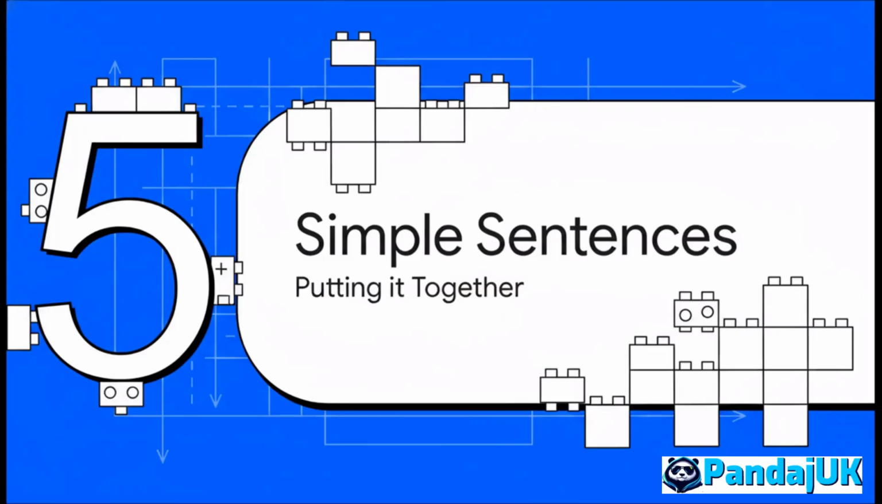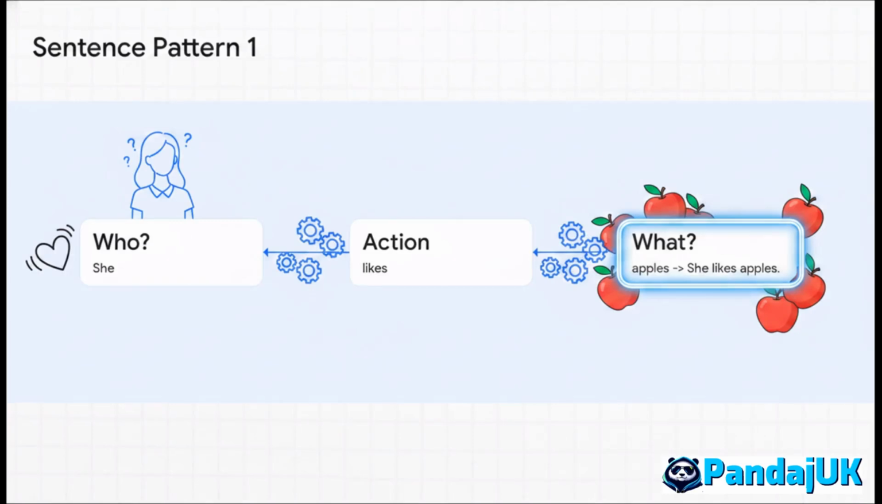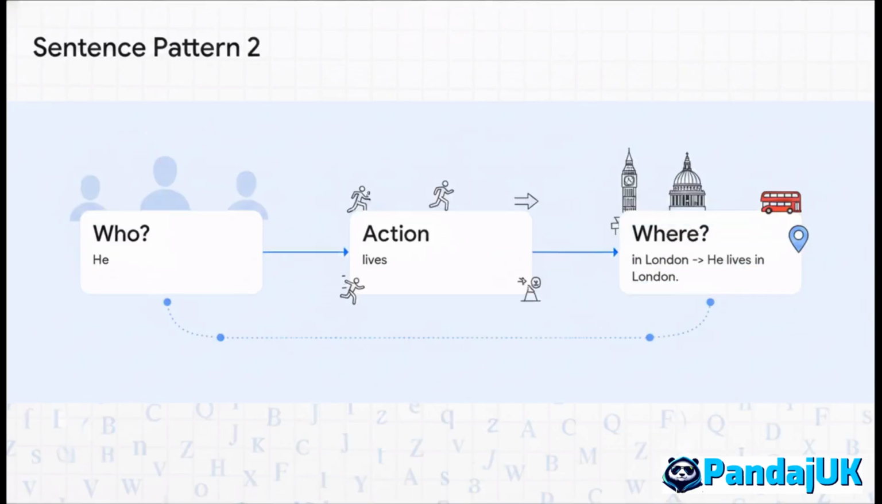And finally, part 5, making simple sentences. It is time to put all of these building blocks together. A basic sentence follows a nice, clear pattern. First, who? Let's use the word she. Next, the action. Let's use the word likes. Then what? We'll use the word apples. When they snap into place, we get a full sentence. She likes apples.